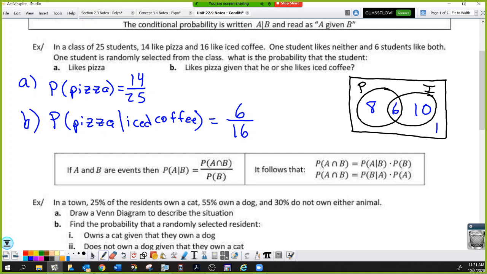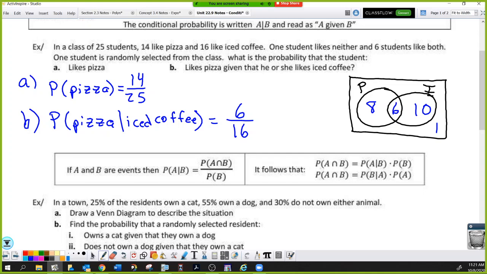So the probability that you randomly select a student that likes pizza from the entire pool of kids is 14 out of 25. But now I go, hey, I pulled a person. What's the probability they like pizza knowing that they like iced coffee? And you go, okay, well, there are 16 people that like iced coffee, and 6 of them like pizza, so I have a 6 out of 16 chance if I know that that person was a coffee drinker.